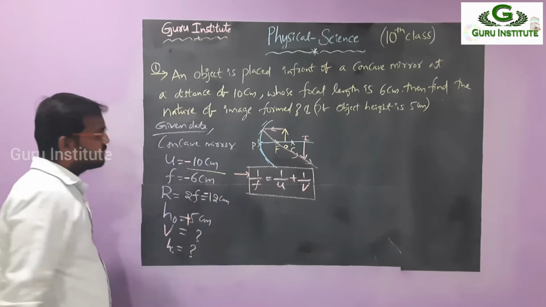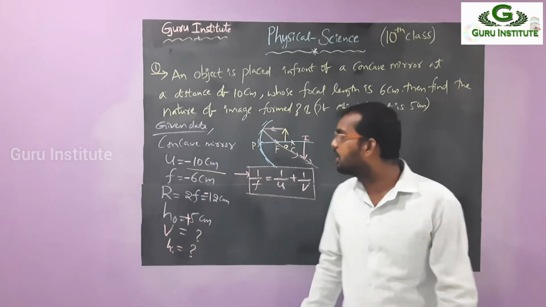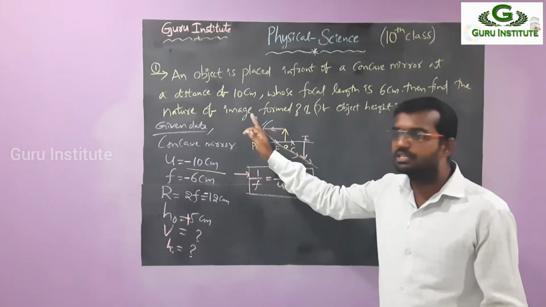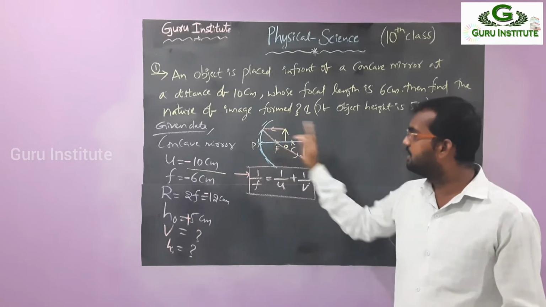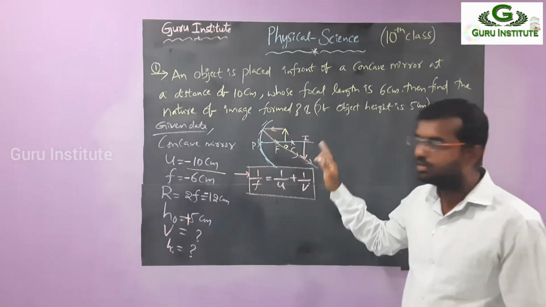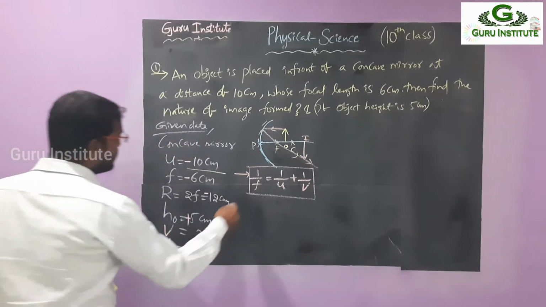Okay, right? So in the concave mirror, as we already saw the sign convention in the last video, all are negative. Why? Because these are directions from here to there. But PF here, PO here, PC here, PI here, all are in the opposite direction. So you have to apply the negative sign for that. So let's start the answer.